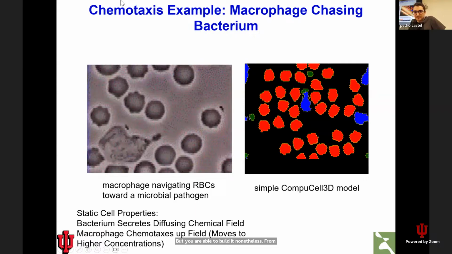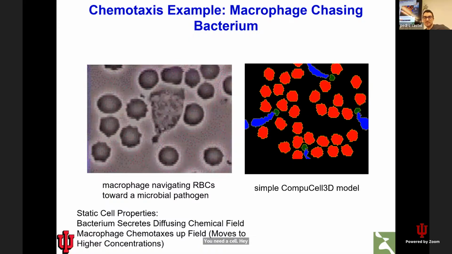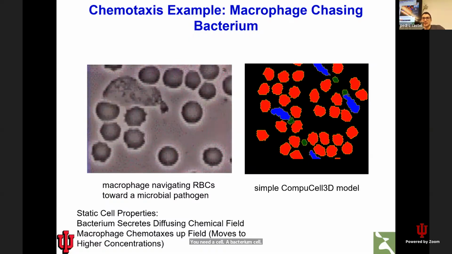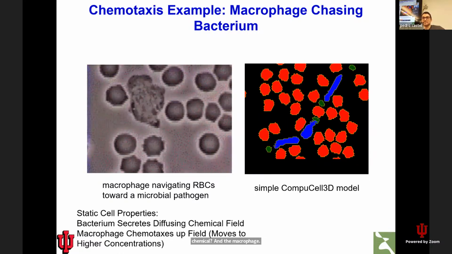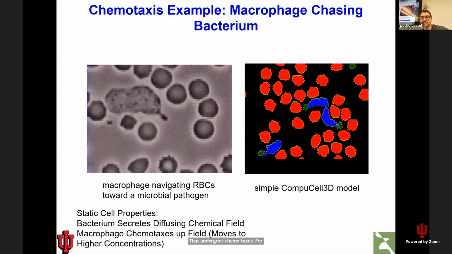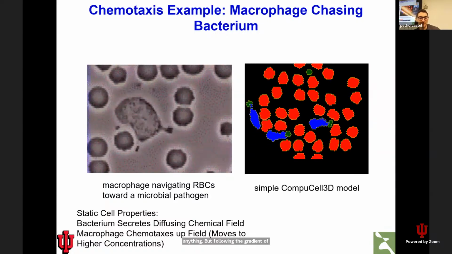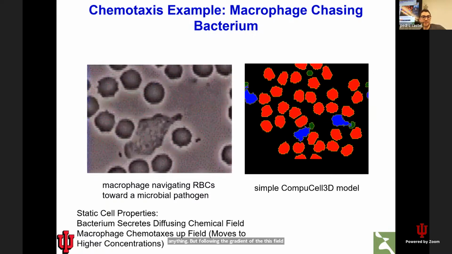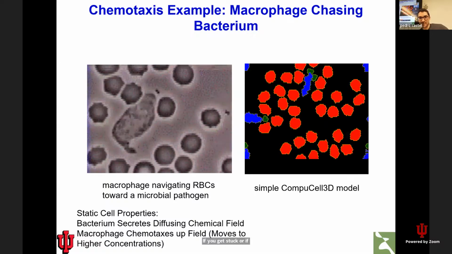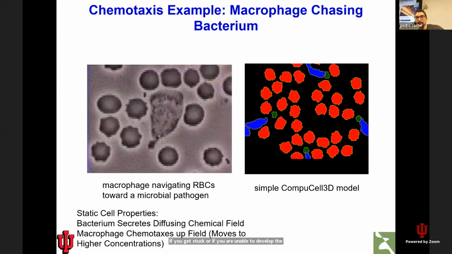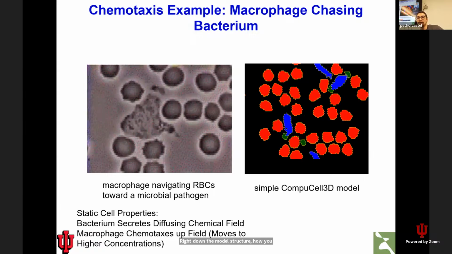So here, what do you need? You need a bacterium cell that secretes a chemical, and the macrophage that undergoes chemotaxis towards medium or towards anything, but following the gradient of this field that the bacterium secreted. If you get stuck or if you're unable to develop the simulation, instead of building the simulation, you can write down the model structure, how you would implement it in CompuCell.